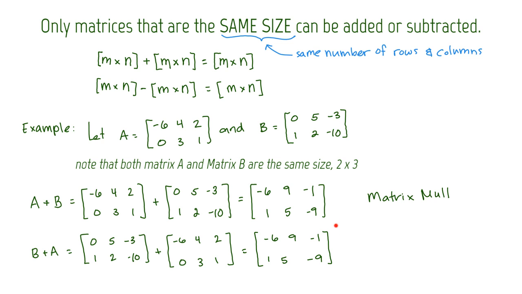These two matrices are the same, so it doesn't matter which order I add two matrices together. That property is known as commutativity. Matrix addition is commutative. It doesn't matter which matrix is on the left and which matrix is on the right.